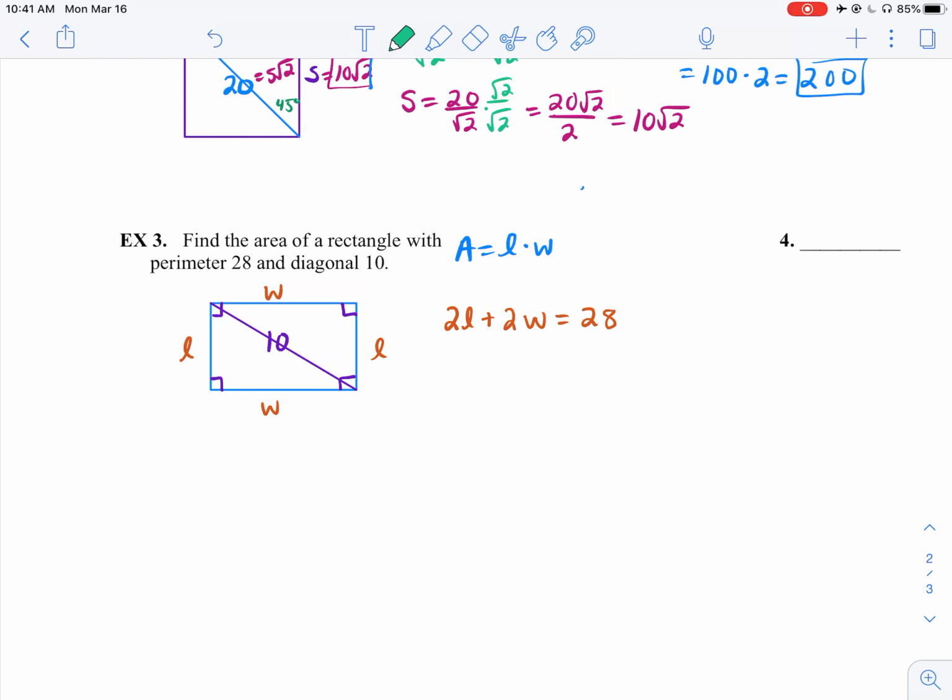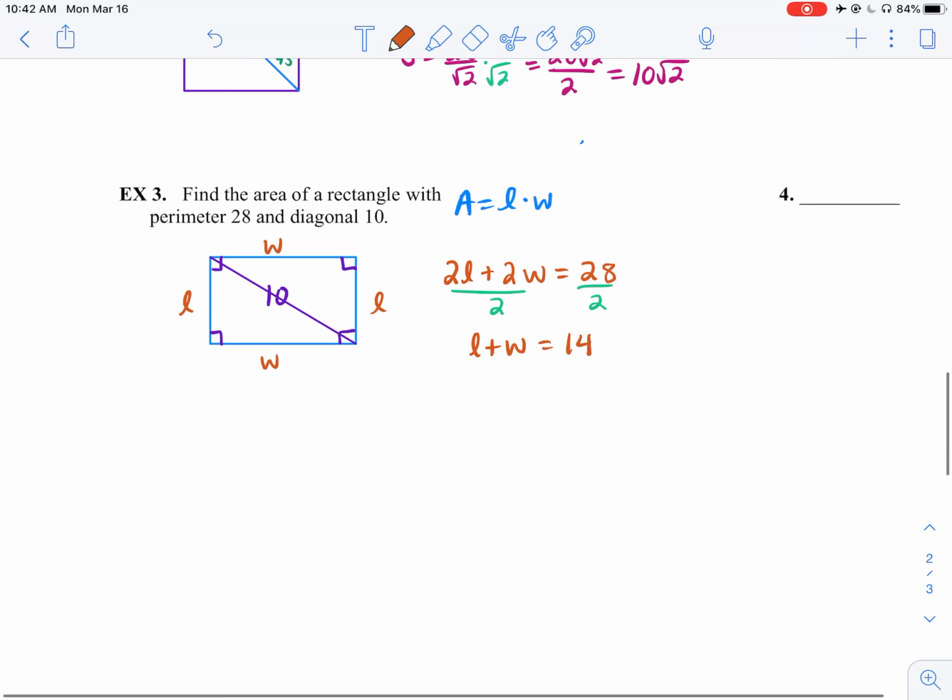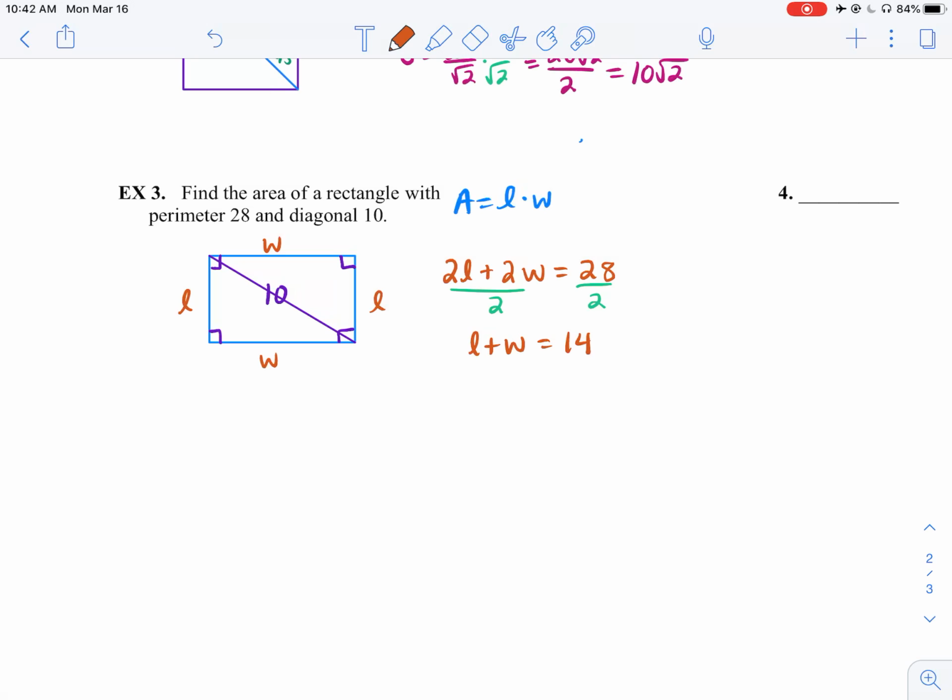Something that I notice here is these are all multiples of 2. So I could divide by 2, and that makes the length plus the width equal to 14. So that seems helpful here. I at least know that the two pieces have to come out to be 14. Now, at this point, there are 2 different routes that we can take. One will be a little shorter, one will be a little bit longer, and each one just depends on what you notice, so I'm going to do both.